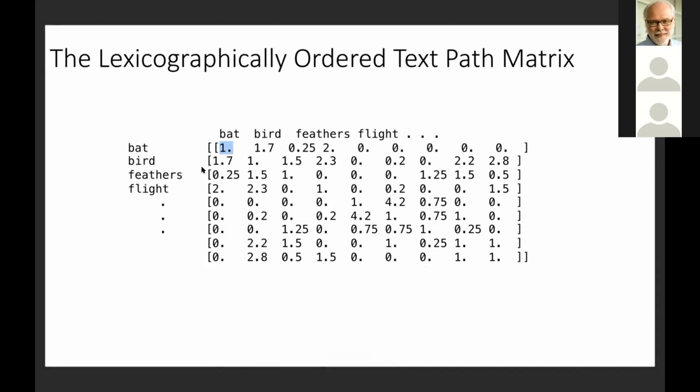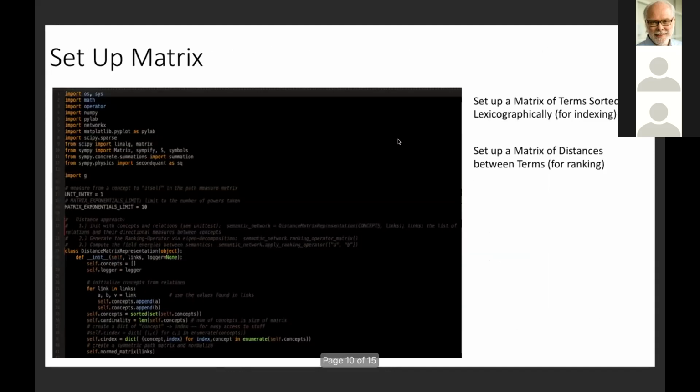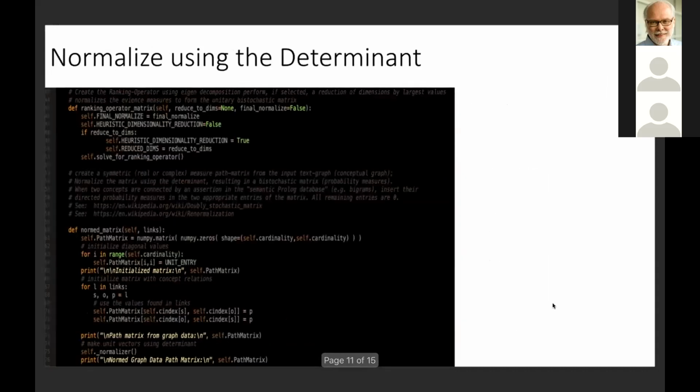It's lexicographically ordered, meaning you just sort the words in alphabetical order. Then, when you set up the matrix of these distances, you want to be able to normalize them. And so what we do is we take the determinant of the matrix and we divide all the values by the determinant. And that's how we get the normed matrix.